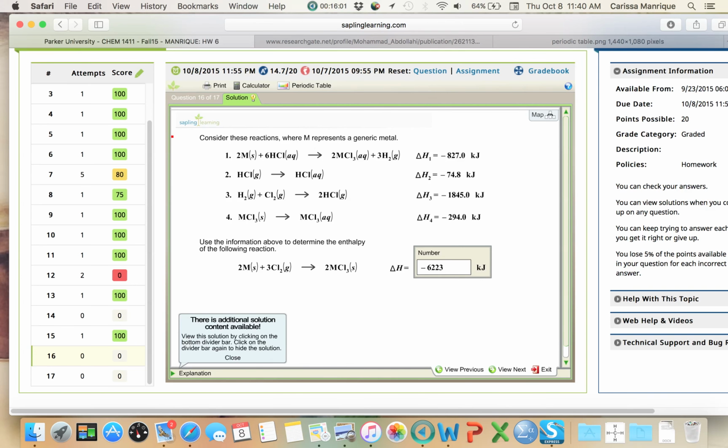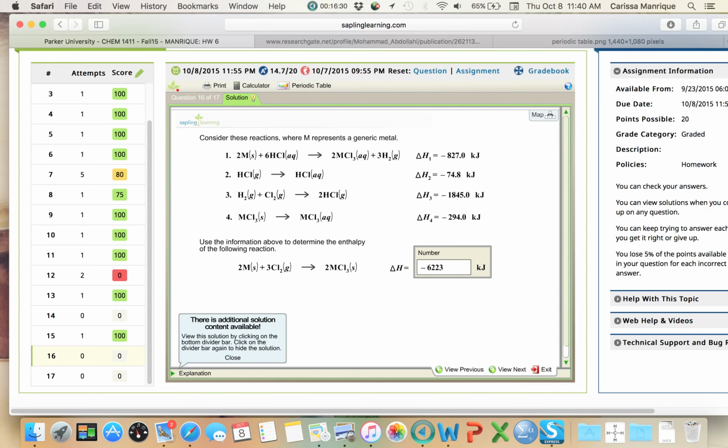2 MCl3 solid. Notice there's an MCl3 aqueous and an MCl3 solid, so be careful of that. I'm looking right here. I want it as a product, but it's a reactant. So I have to flip this whole reaction, which will change the sign of this delta H. And I want a 2 in front of it. So not only do I need to flip it, I need to multiply everything by 2, including delta H.